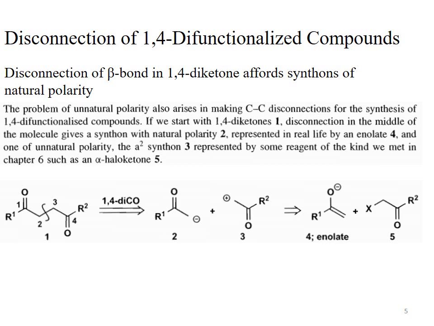So when a beta bond in 1,4-diketone is disconnected, then the two fragments obtained possess natural polarity. The direct reagents are present, which are the source of these synthons.